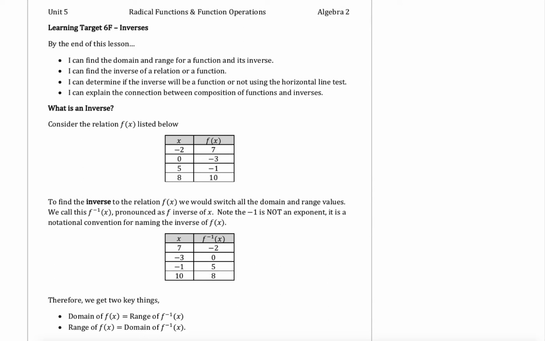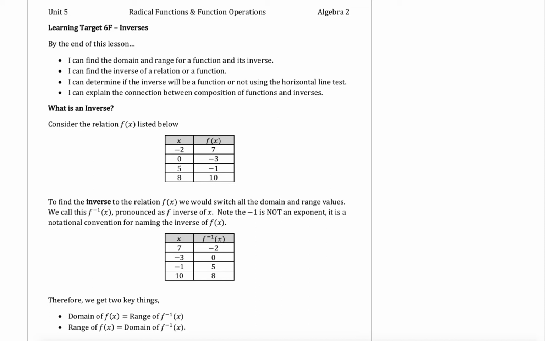So what is an inverse? Consider the relation f of x listed below. As a review, a relation sends one input, an x value, to an output that we are calling f of x here. So in this relation, -2 gets sent to 7, 0 gets sent to -3, 5 gets sent to -1, and 8 gets sent to 10.